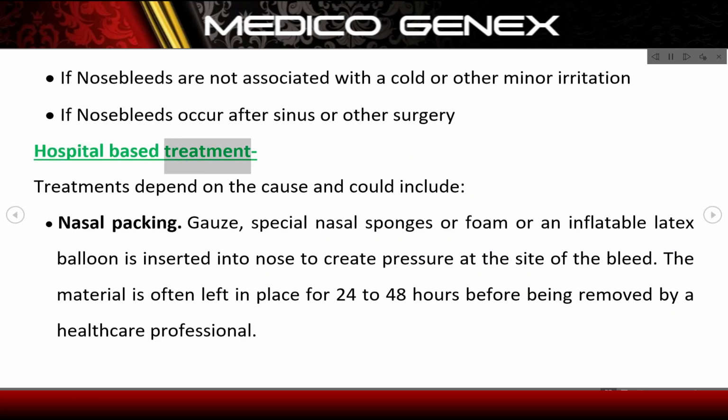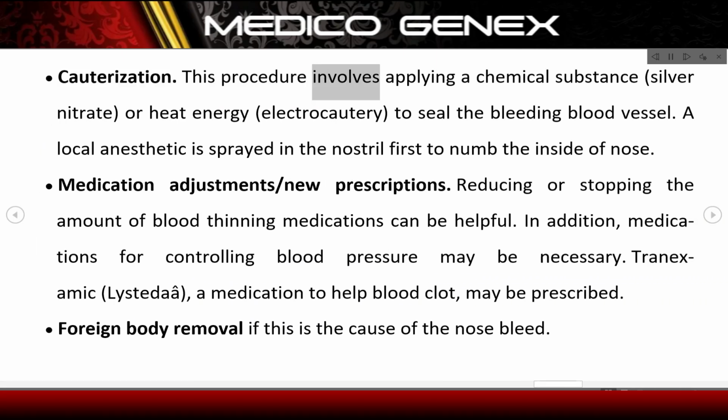Hospital-based treatment. Treatments depend on the cause and could include nasal packing, gauze, special nasal sponges or foam or an inflatable latex balloon inserted into the nose to create pressure at the site of the bleed. The material is often left in place for 24 to 48 hours before being removed by a healthcare professional. Cauterization. This procedure involves applying a chemical substance, silver nitrate, or heat energy, electrocautery, to seal the bleeding blood vessel. A local anesthetic is sprayed in the nostril first to numb the inside of the nose.